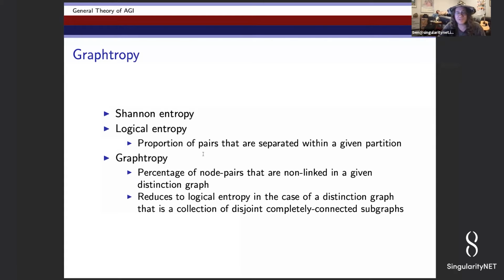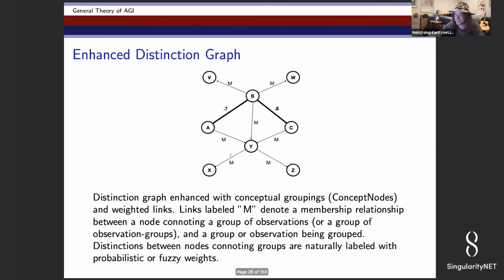So Ellerman introduced something called logical entropy. The logical entropy of a partition basically is the proportion of pairs of elements that are separated within the whole partition. So graphtropy generalizes that from partitions to distinction graphs. The graphtropy of a distinction graph is the percentage of pairs of nodes that are not linked in the distinction graph. And this reduces to logical entropy in the case where the distinction graph is a collection of disjoint, completely connected subgraphs.